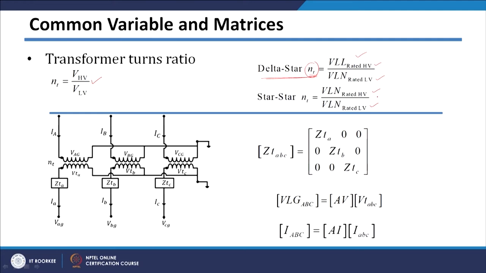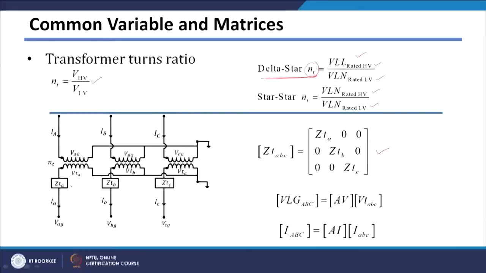Then we have seen how to represent the leakage impedance of the transformer, and we have seen that this impedance is represented on the secondary side of the transformer. So, we have represented both the impedances on the secondary side, and since there are three phases, these are represented by the diagonal elements of the ZT abc matrix.